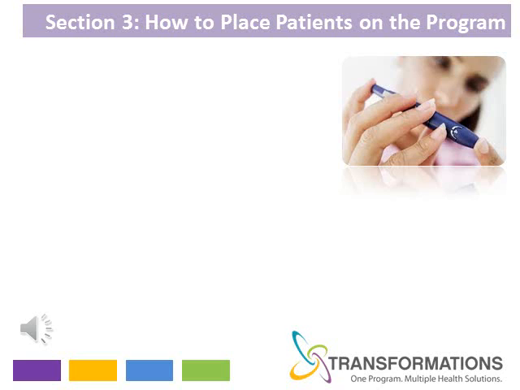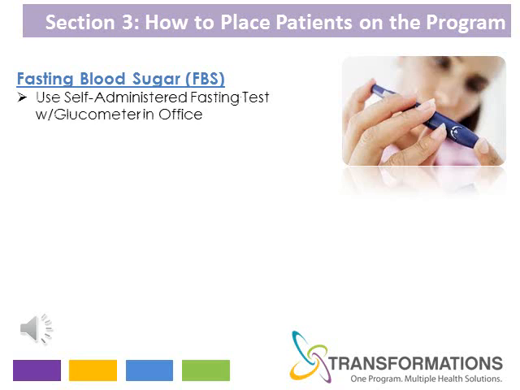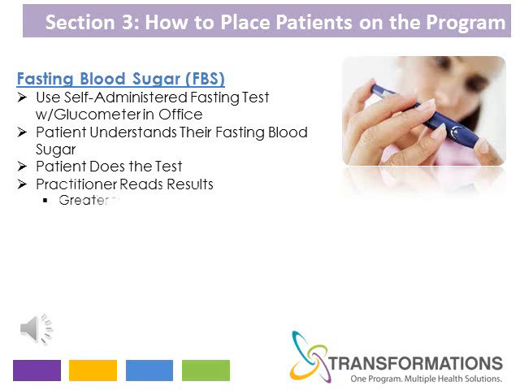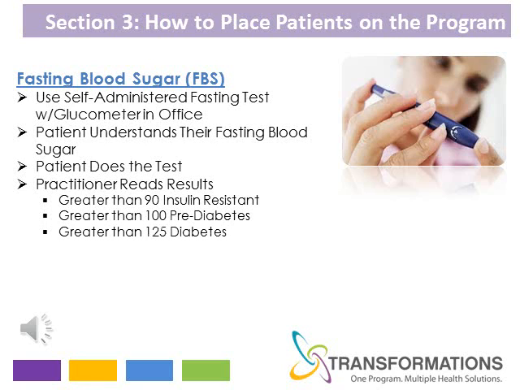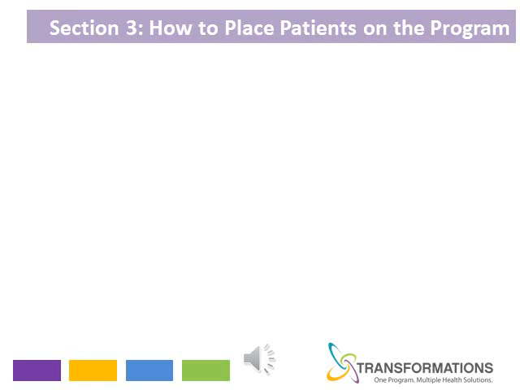In addition, a more common approach is the simple blood sugar test. This should be part of your intake process and can be a self-administered fasting test with a glucometer in your office. Just have the patient do the test and read the results. Over 90 indicates the patient is tending toward risk and insulin resistance. Over 100 indicates a pre-diabetic condition, and above 125 is a diabetic condition.